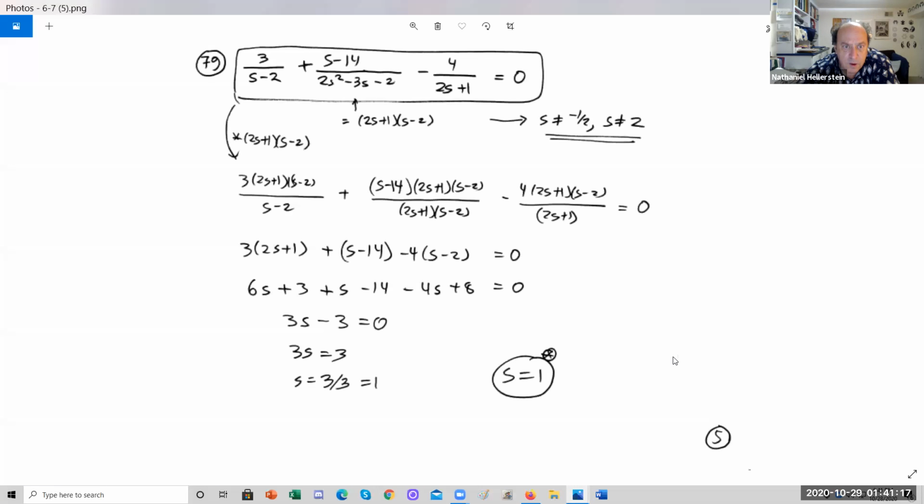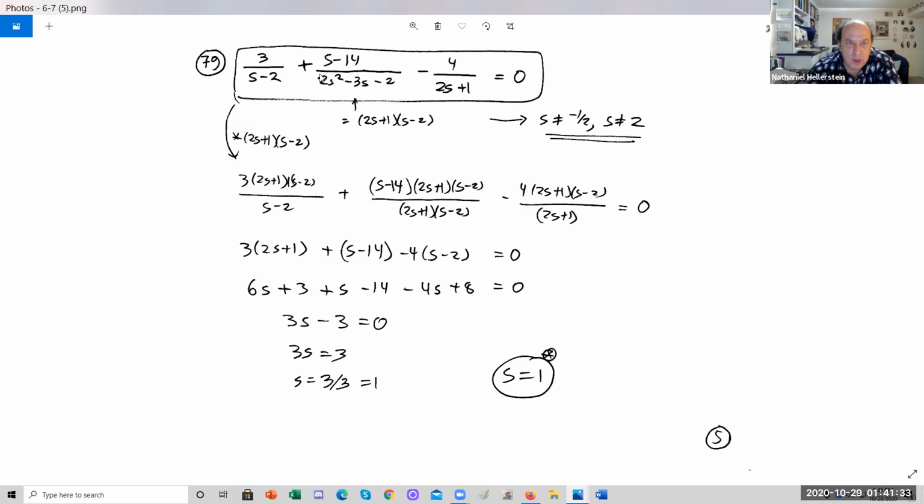Very strange. All right. 3 over s minus 2 plus, this is an s now, so 5 times (s minus 14) over 2s squared minus 3s minus 2, minus 4 over 2s plus 1 equals 0.